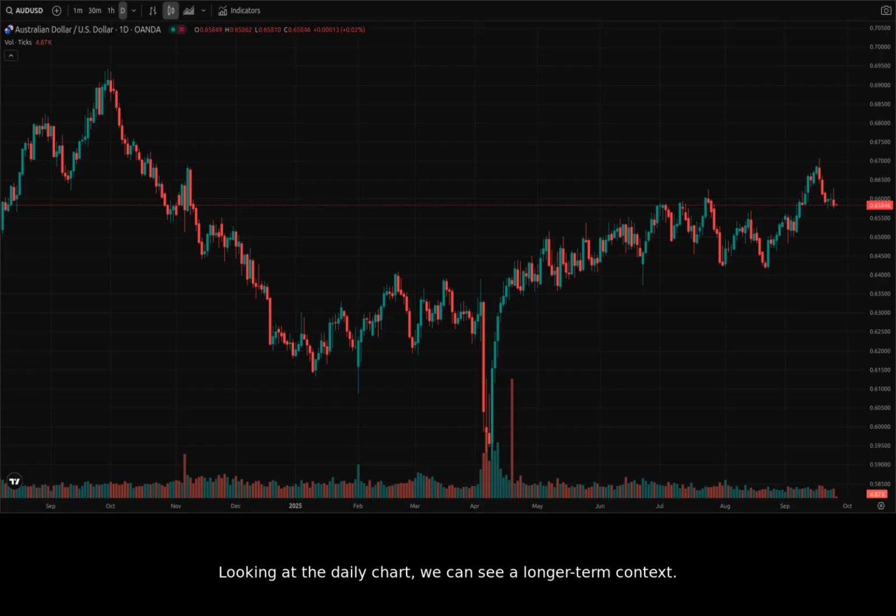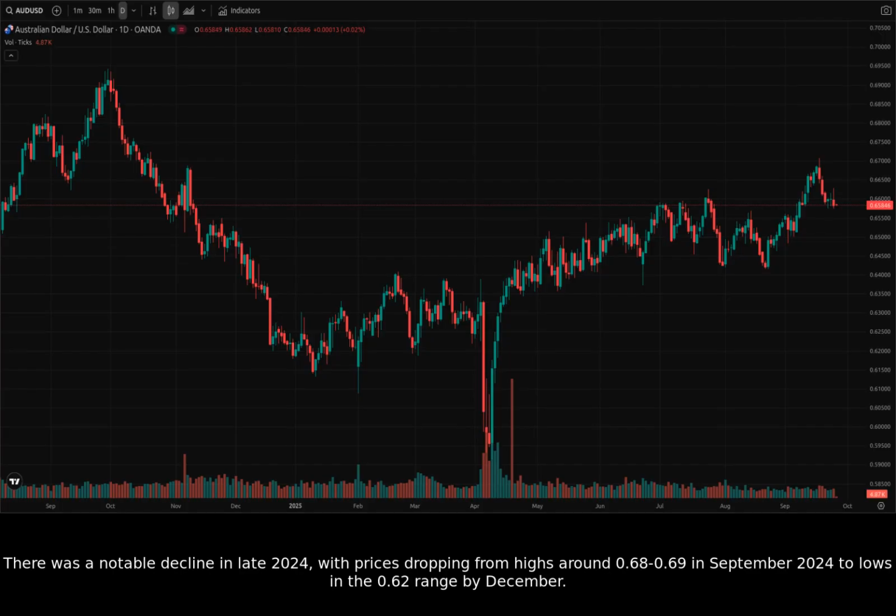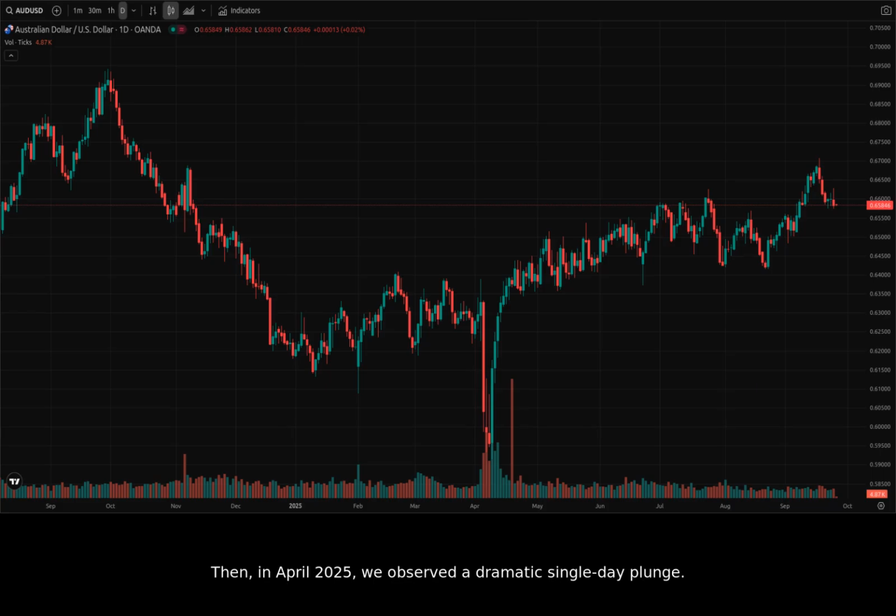Looking at the daily chart, we can see a longer-term context. The AUDUSD experienced significant volatility in late 2024 and early 2025. There was a notable decline in late 2024, with prices dropping from highs around 0.68 to 0.69 in September 2024 to lows in the 0.62 range by December. Then, in April 2025, we observed a dramatic single-day plunge.